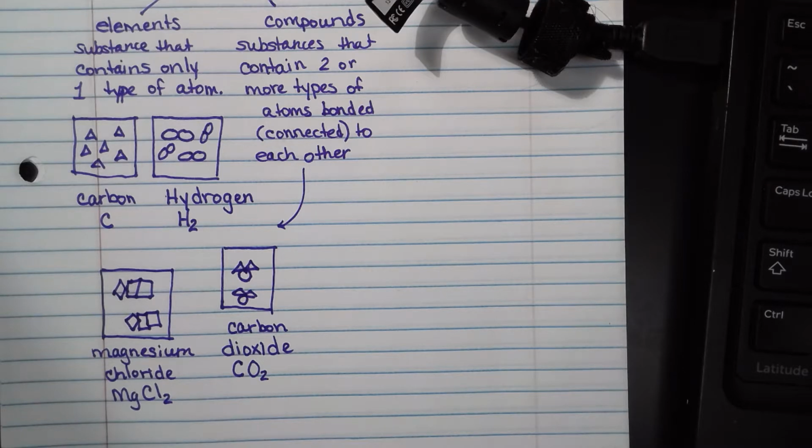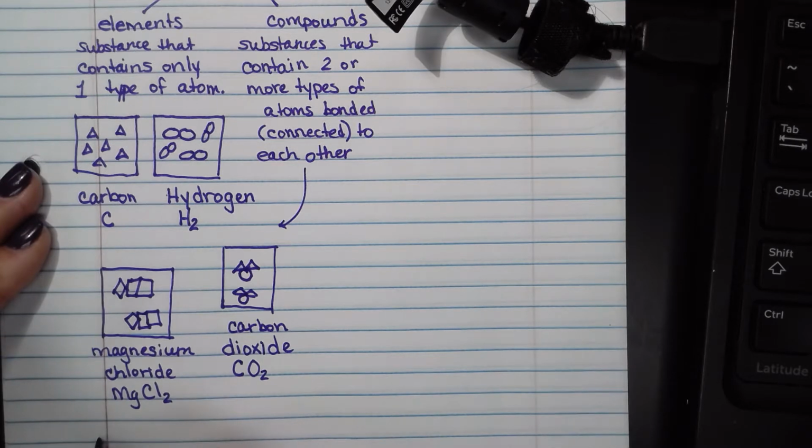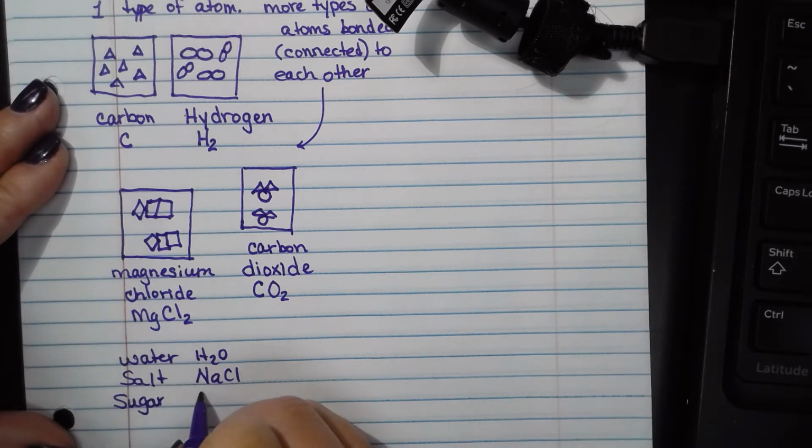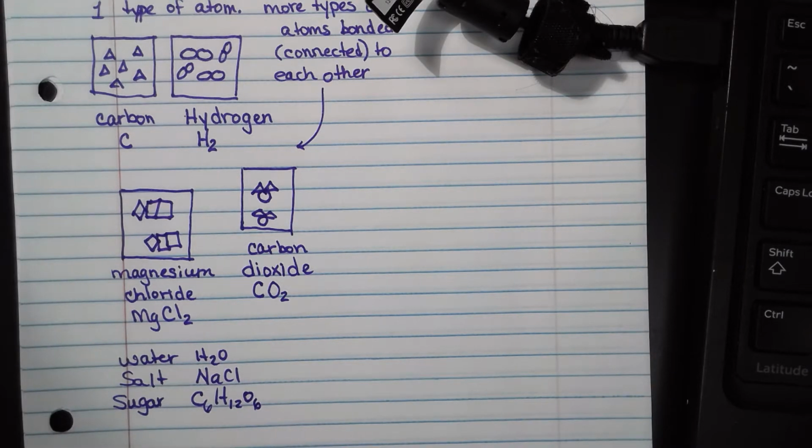Something to note when you're talking about pure substances and mixtures: pure substances are always going to have a chemical name, except water. There are three things that you should know. Water is H2O. Salt, table salt, is NaCl. And sugar, which we'll talk about later, is C6H12O6. These are things that we'll use their common name for, instead of their chemical name.